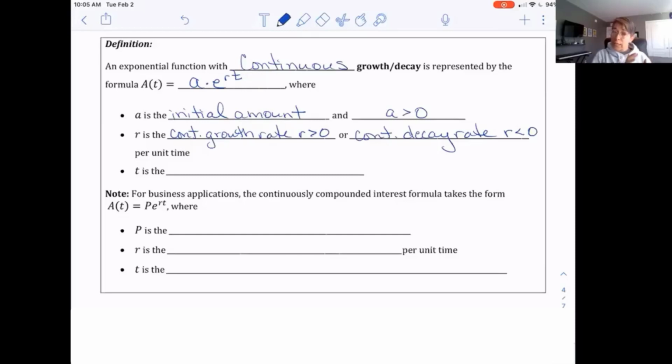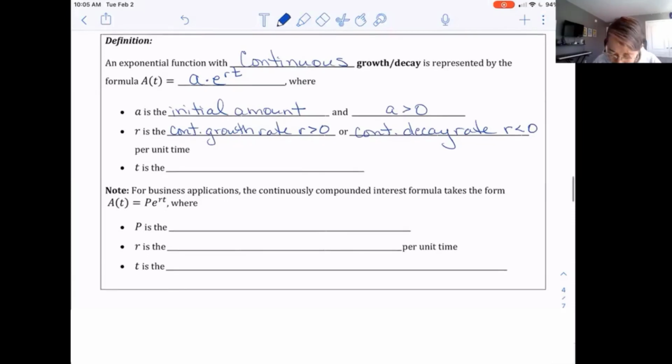We can convert it from a continuous to an annual, but it depends on how they're giving us the information as to which formula we're using. And again, T is the time elapsed. Now, for business applications or money, when we have continuously compounded interest, they just use P instead of A. It's the exact same thing.